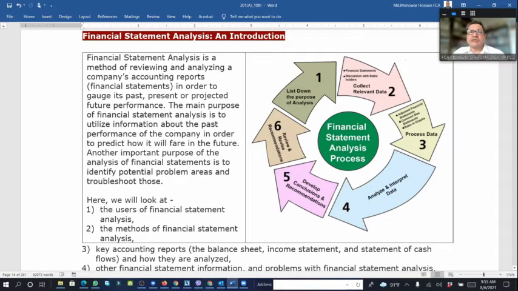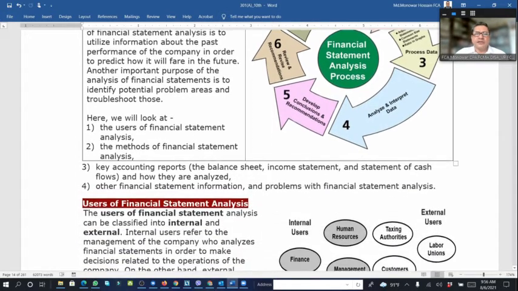And financial statement analysis is a method of reviewing and analyzing a company's accounting report in order to understand the past performance and understand the future performance.